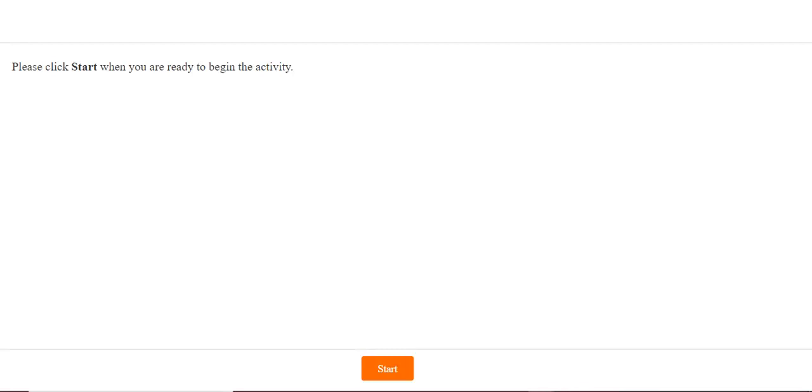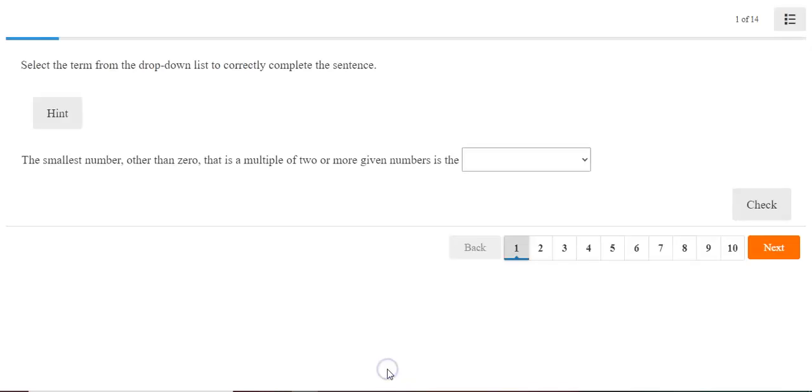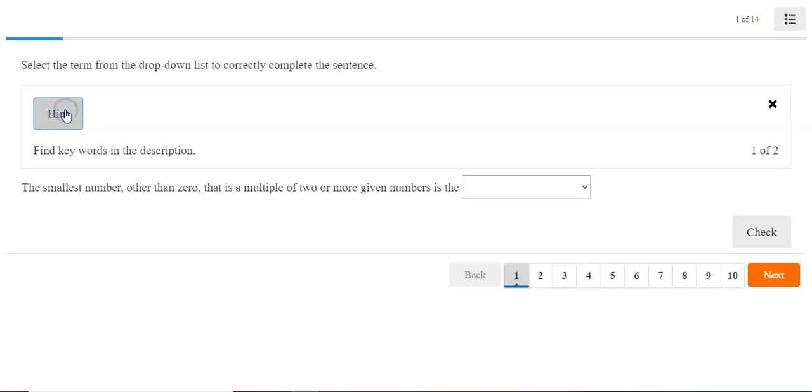This is the Module 2 review. You can find this in your book or online. Let's look at the first problem. We're going to select the term from the drop-down list to correctly complete the sentence. So you've got hints if you need them. And these are just vocabulary words.